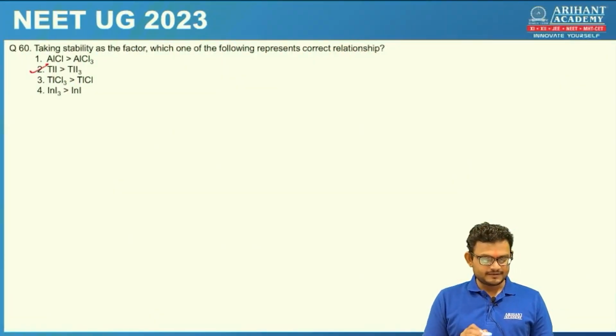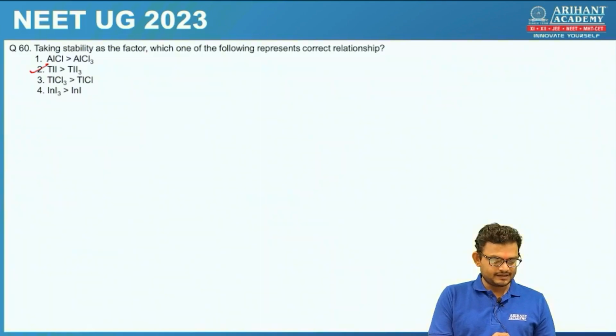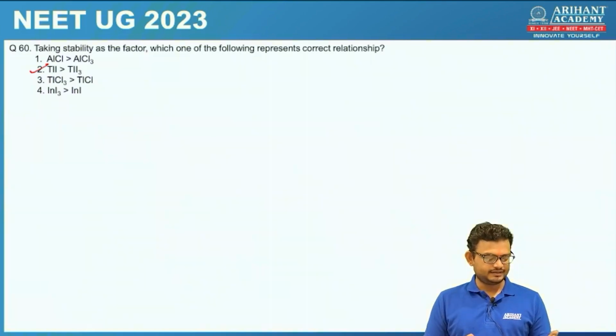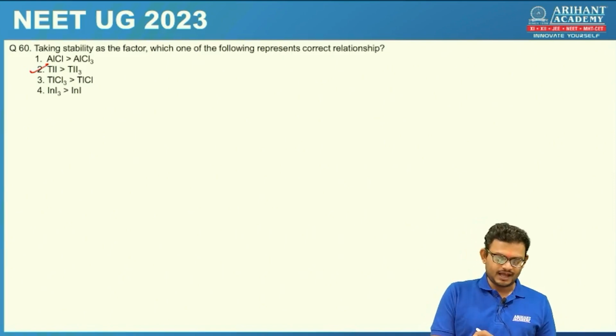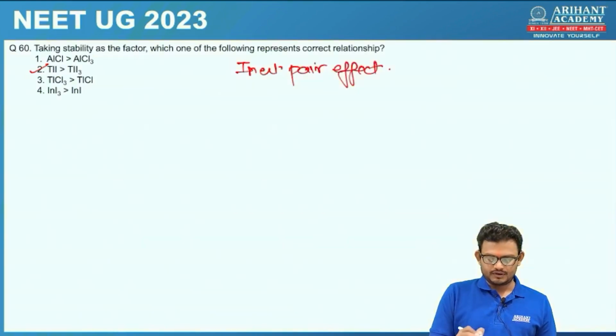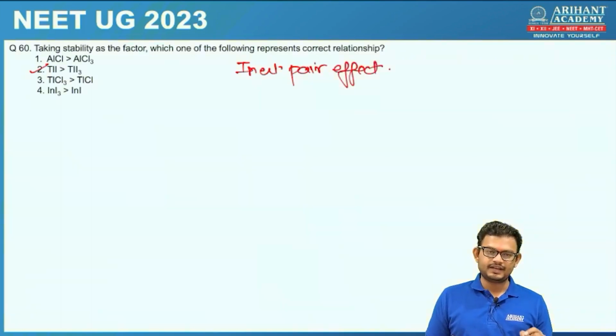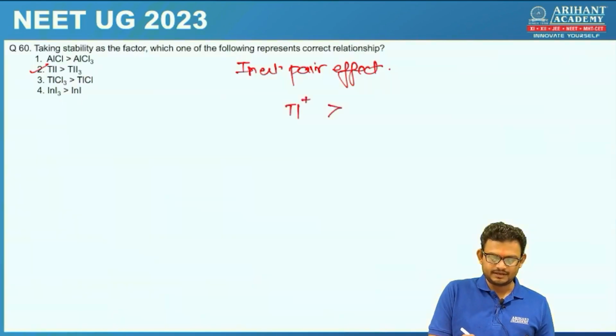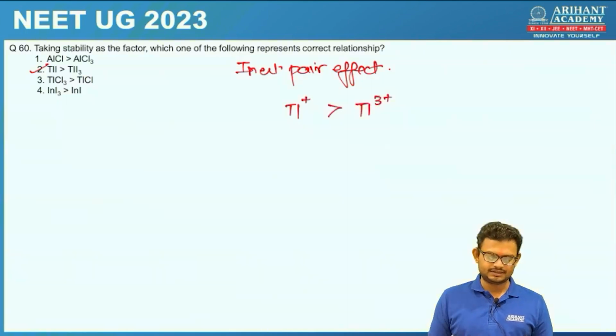Taking stability as the factor, which of the following represents the correct relationship? The options given here: AlCl3 more stable as compared to AlCl, then TlI greater than TlI3, definitely the second option is the correct one, and the reason here would be the inert pair effect. That is the reluctance of the ns electrons to participate in bond formation, and as you go from top to bottom in a group, the stability of the lower oxidation states increases. That is, Tl+ would definitely be more stable as compared to Tl3+. So the correct option would be option 2. Let's move to the next.